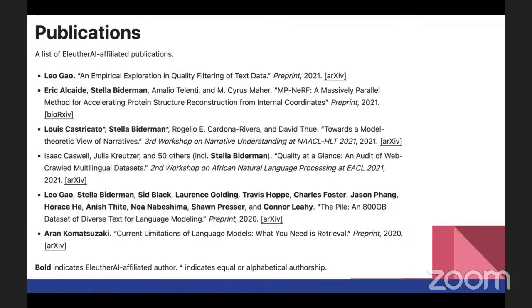So as a final note, we have produced a decent number of research papers. People often like to see this list. Out of my own curiosity, if anyone knows what the record for most publications by a Discord channel is, I would love to know what that is. But here's the work that we've done so far, and we have some really exciting things coming out in the near future.